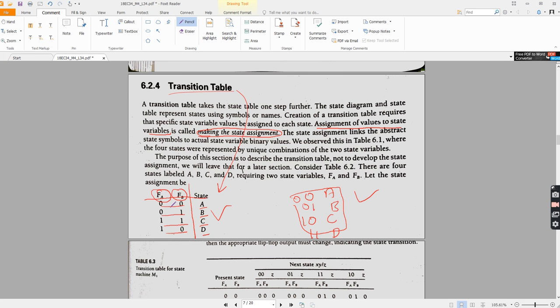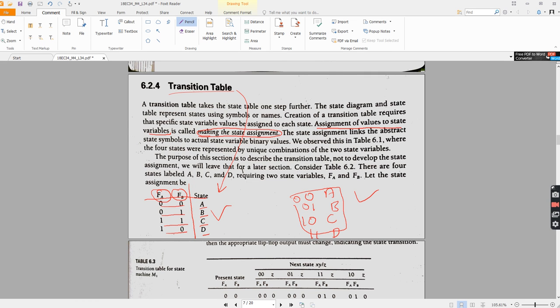What does 0 0 mean? It means A. What does 0 1 mean? B. What does 1 1 mean? C. What does 1 0 mean? D. Is that point very clear? Yes, sir. So the next thing is to draw the transition table. So how to draw the transition table?